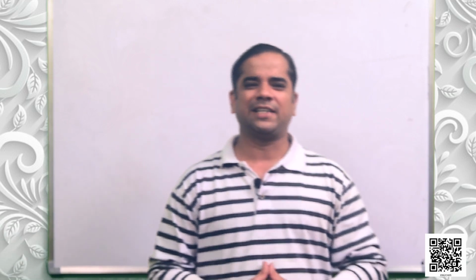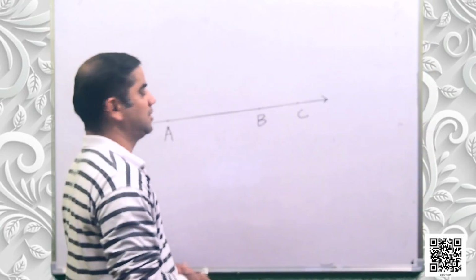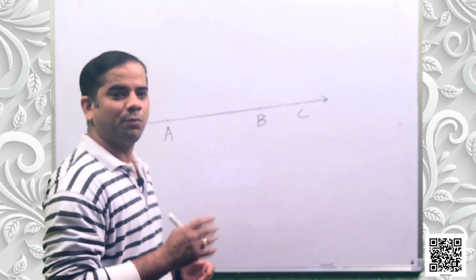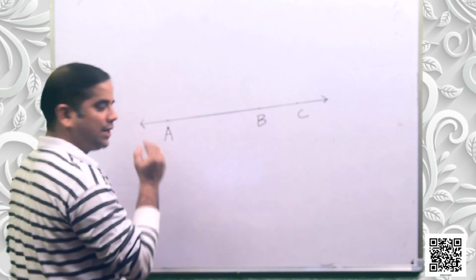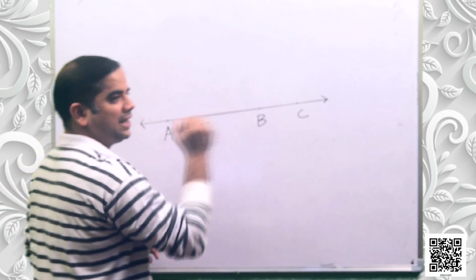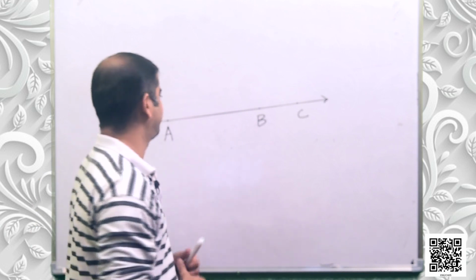So, example 1 says that if A, B and C are 3 points on a line and B lies between A and C, then prove that AB plus BC is equal to AC. The figure is given in your book. Let us draw it on the board. So, students, as given in your book, I have constructed a line which has 3 points A, B, C lying on it. These 3 are called collinear points.